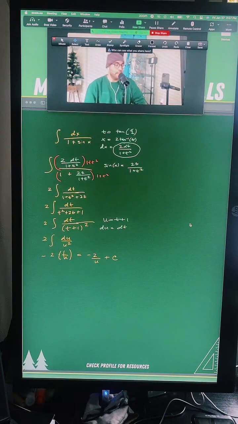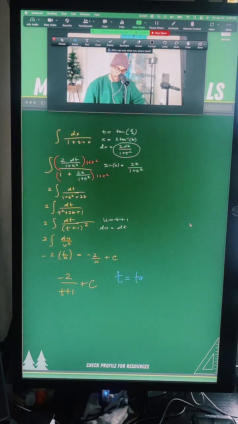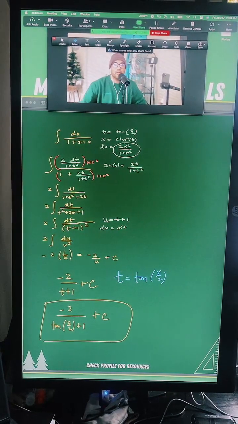All right. So now we have negative 2 over u plus c. But our u value was t plus 1. So technically this is going to be negative 2 over t plus 1 plus c. And then don't forget, the t value is going to be that half angle. t is equal to tangent of x over 2. So we're going to go ahead and plug that in. And we're going to have negative 2 over tangent of x over 2 plus 1 and then plus c. This is kind of interesting. First time I've done that, and that is the correct answer.